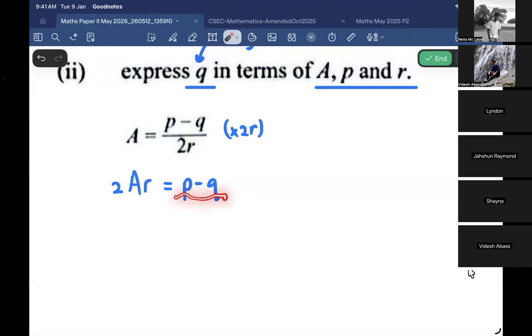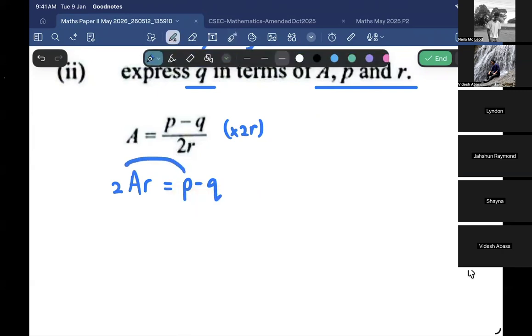What you have over here? Do you just have Q? No. What you also have there? P minus Q. So you have a P, right? Okay. So we should probably move across the P. So right now, is this positive P or negative P? Positive P. Right, positive P. So if you move across positive P, what would that turn to?